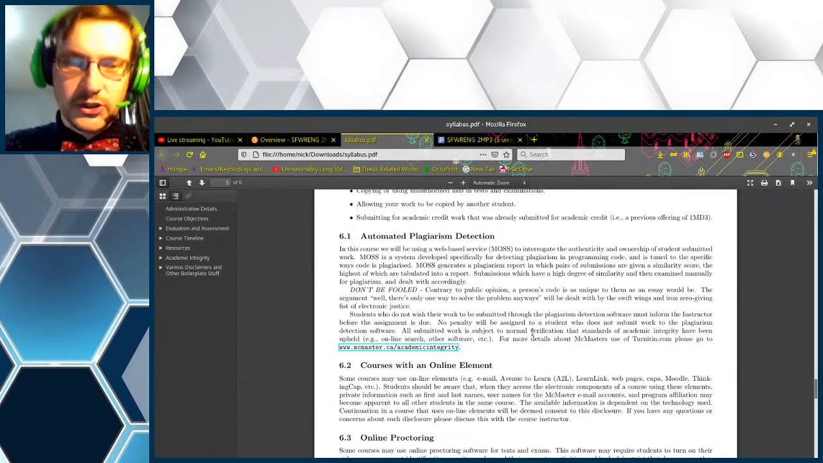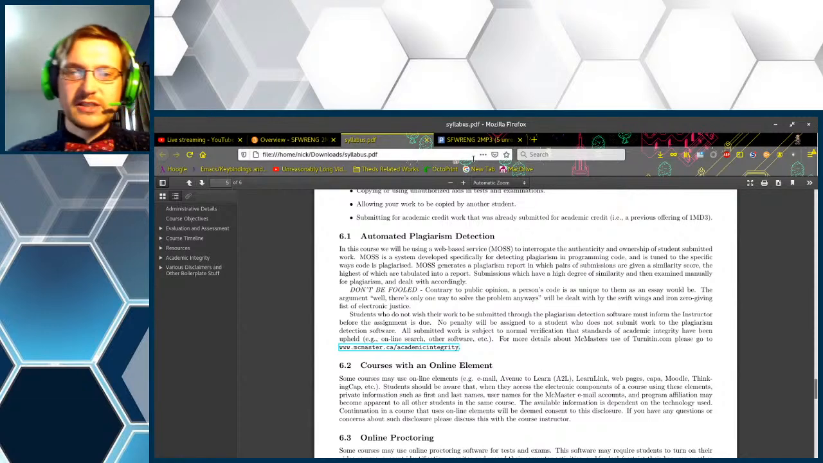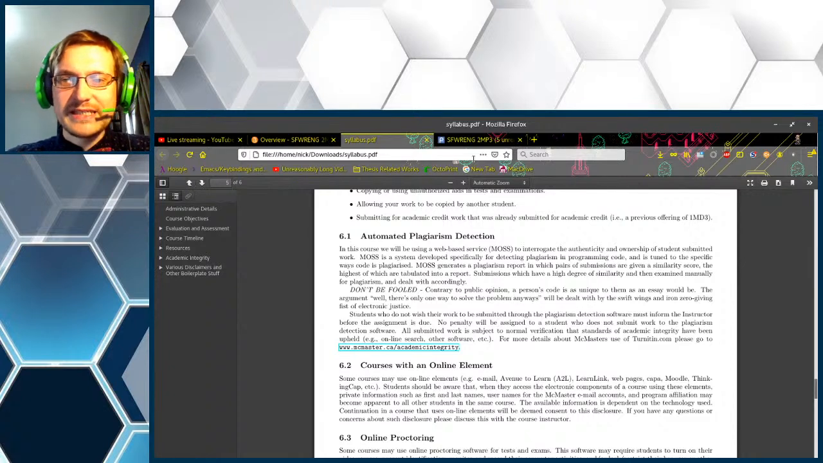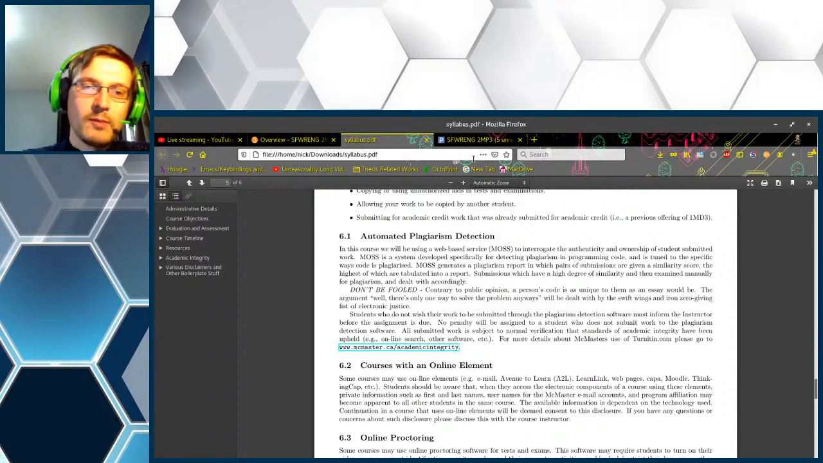Automatic plagiarism detection. In this course, we will be using a web-based service, MOSS, which stands for Measure of Software Similarity, to interrogate the authenticity and ownership of student-submitted work. MOSS is a system developed specifically for detecting plagiarism in programming code and is tuned to the specific ways code is plagiarized. MOSS generates a plagiarism report in which pairs of submissions are given a similarity score, the highest of which are tabulated into a report. Submissions which have a high degree of similarity are then examined manually for plagiarism by myself or the TAs, and dealt with accordingly. Do not be fooled.